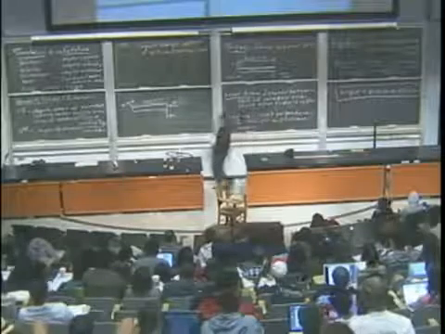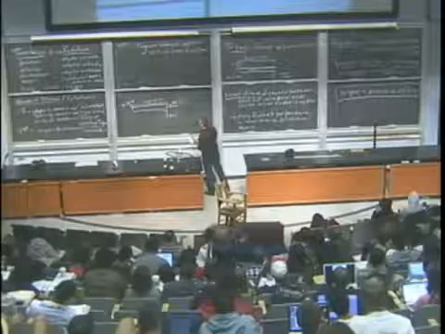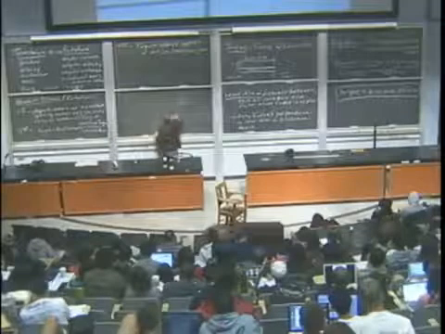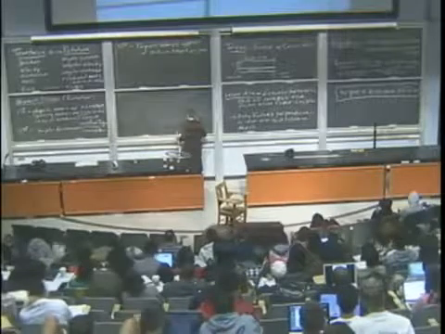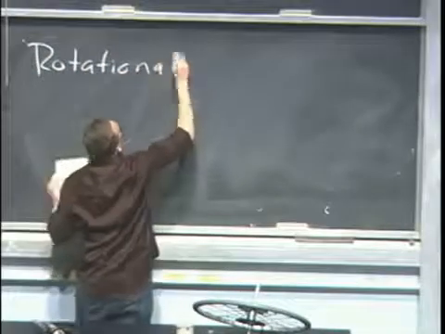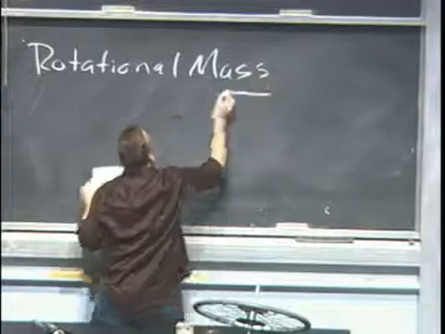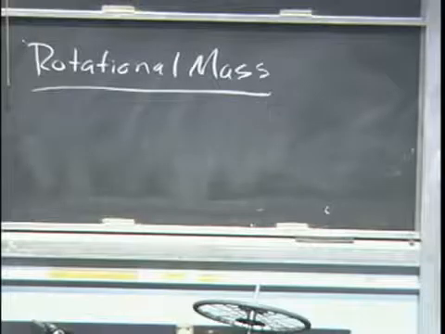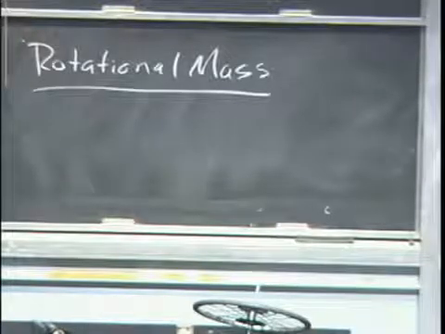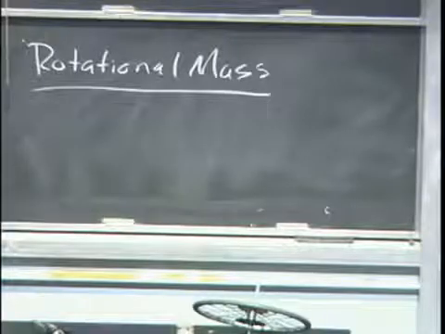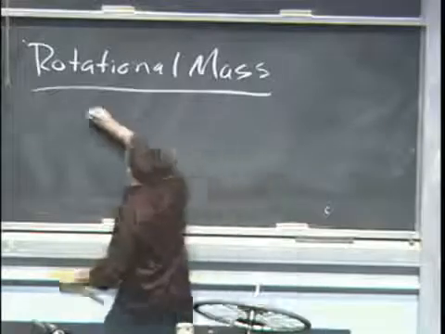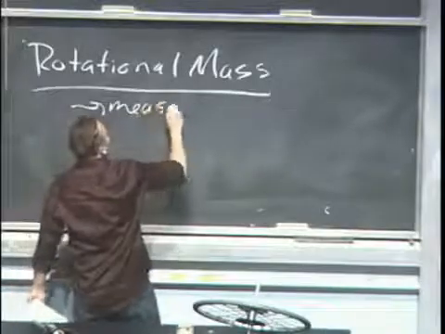The other concept that we introduced over here, which we want to talk about now, is rotational mass. Remember, regular mass is a measure of inertia, how hard it is to accelerate an object. So rotational mass is the same. It's the measure of the rotational inertia, how hard it is to rotate an object.